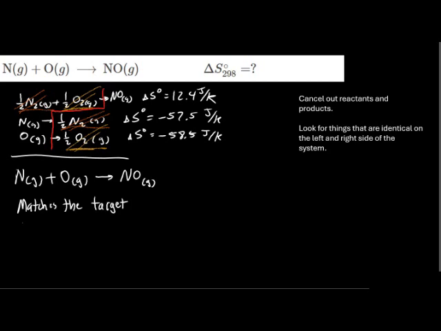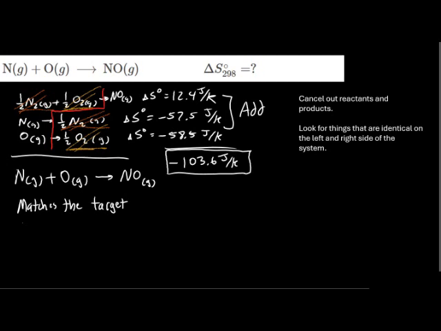Now all that's left to do is the arithmetic to add together all of these entropies. So we'll take 12.4 minus 57.5 minus 58.5. We get negative 103.6 joules per Kelvin for our entropy.